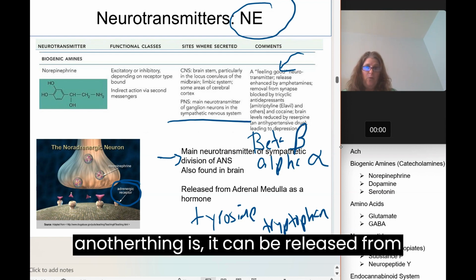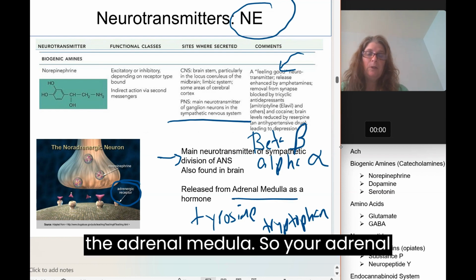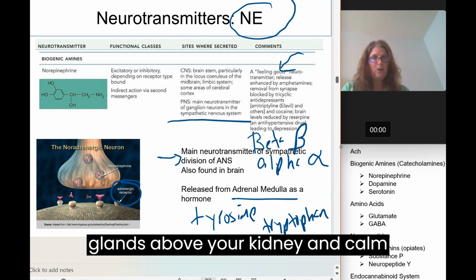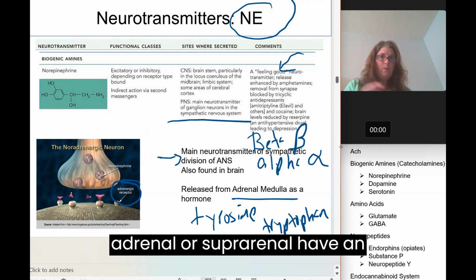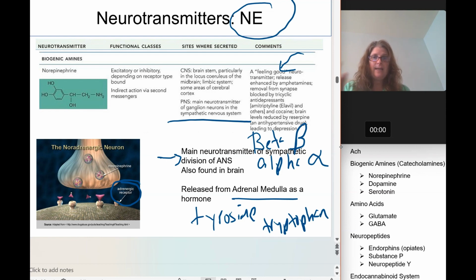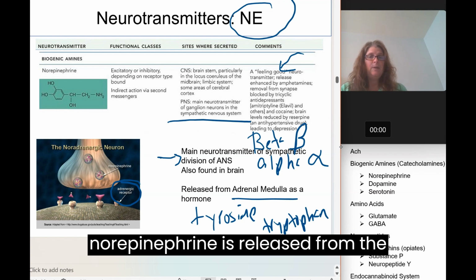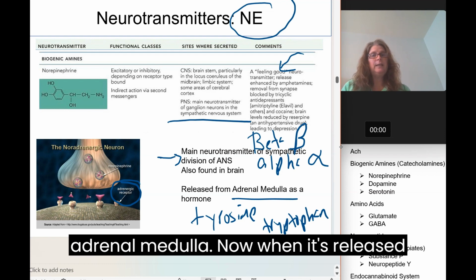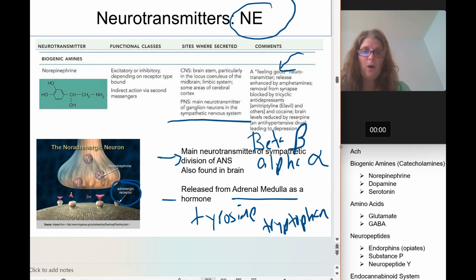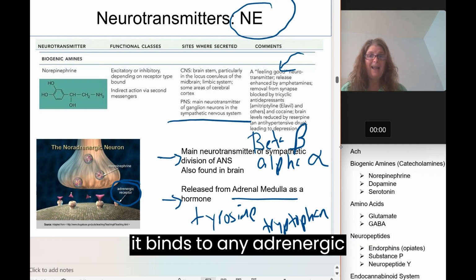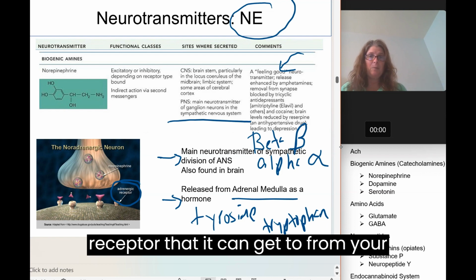Another thing is it can be released from the adrenal medulla. Your adrenal glands above your kidney, you can call them adrenal or suprarenal, have an inside called the adrenal medulla, and norepinephrine is released from the adrenal medulla. When it's released from the adrenal medulla, we have to call it a hormone, because it goes all through your blood and binds to any adrenergic receptor that it can get to from your blood.